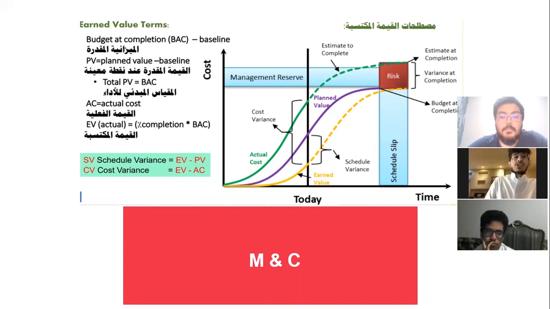After we execute, we have cost on the y-axis and time on the x-axis. We have the actual cost as the green line, earned value as the yellow line, and planned value as the purple line. And as you see here, the risk is measured between the management reserve and the schedule slip. Next, please.